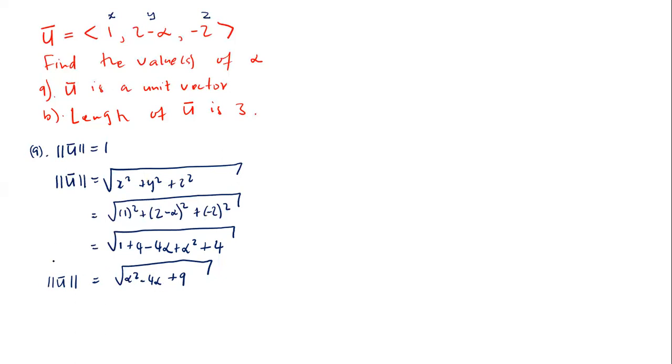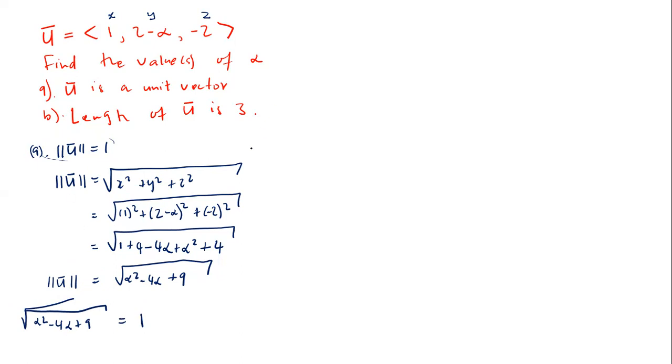Therefore, we managed to determine the magnitude of vector u in terms of alpha. But remember, we were told that vector u is a unit vector, and we know the magnitude of a unit vector is equal to 1. So we equate the two: the root of alpha squared minus 4 alpha plus 9 is equal to 1, because these two are the same.